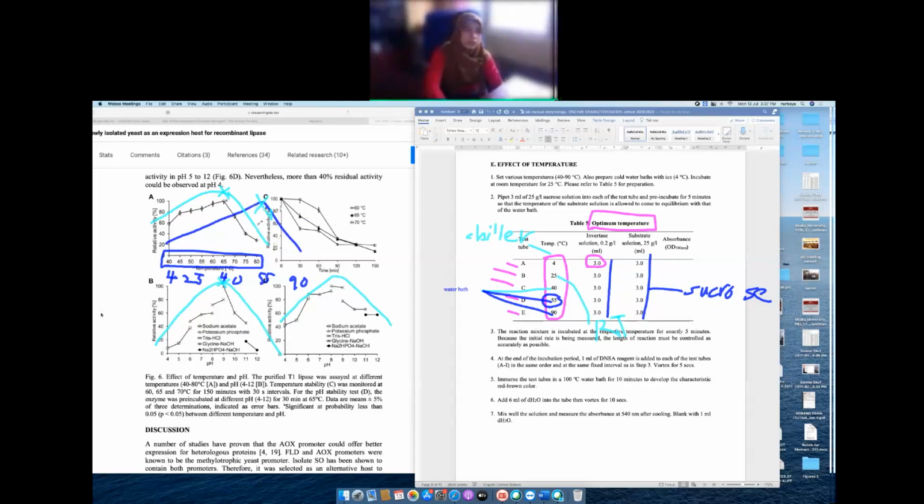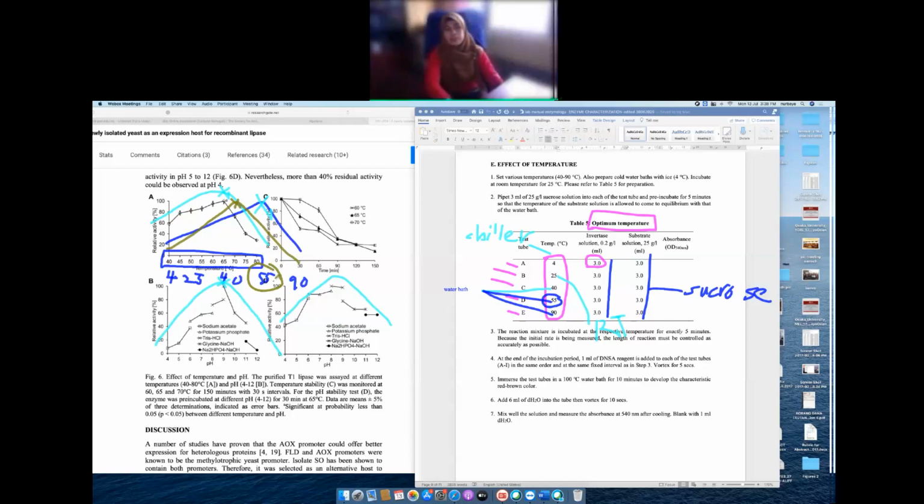So what if your result, from 4 degrees, you get something like this? If you have this, that means your optimal temperature was at 40 degrees at this point. So you will find where your optimal temperature is. For this case, we have done the experiment before. The optimal temperature was at 55 degrees. That's why we choose 55 degrees.